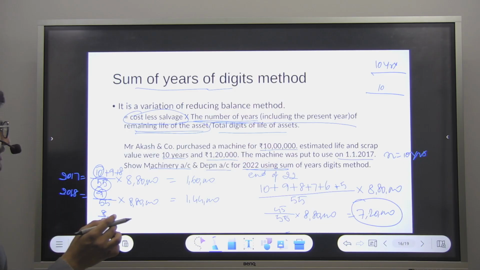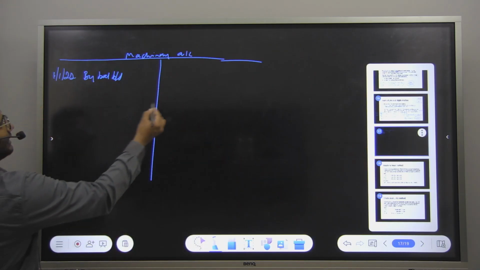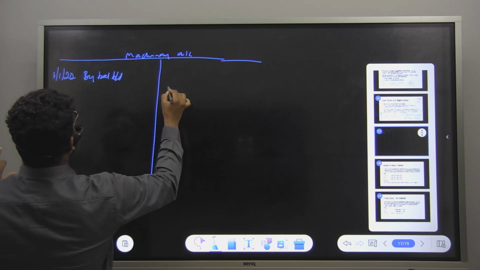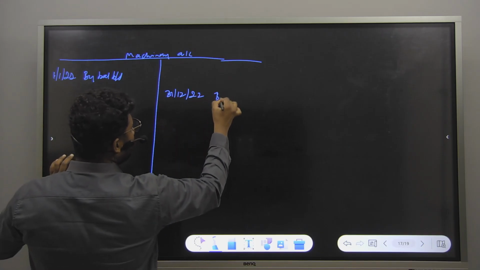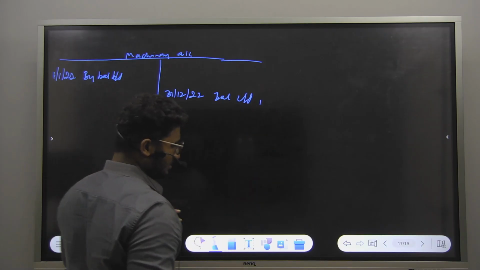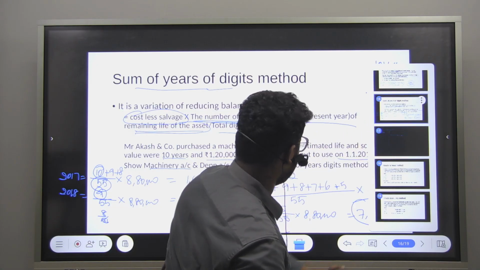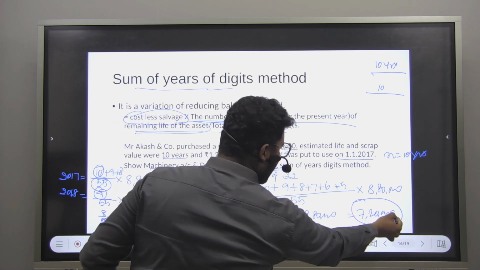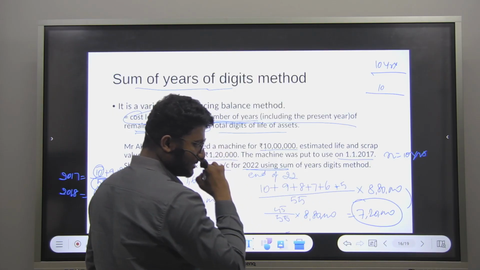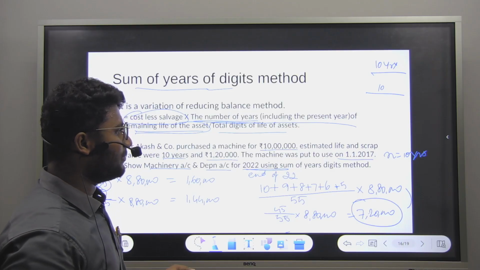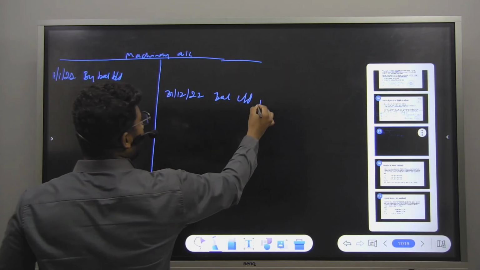6th year. To prepare the machinery account we need the opening balance, right? We know the closing balance now. On 31st 12 2022, closing balance carried down: total depreciation is 7,20,000. Balance will be 8,80,000 minus 7,20,000, the remaining balance is 1,60,000 rupees. We know the closing value of the asset.